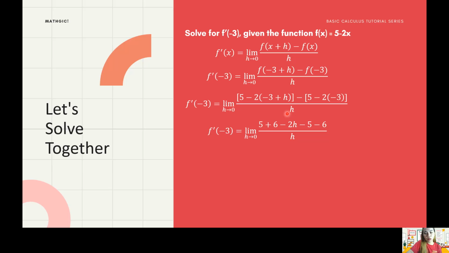We have to add the constant terms, which are 5 minus 5, which will equate to 0. Also 6 minus 6 is 0. Then we are left with negative 2h all over h. As you can see, the numerator and the denominator has a common factor, which is h. So we can cancel it. We will be left with the limit of negative 2 as h approaches 0. So our answer is f prime of negative 3 is equal to negative 2.